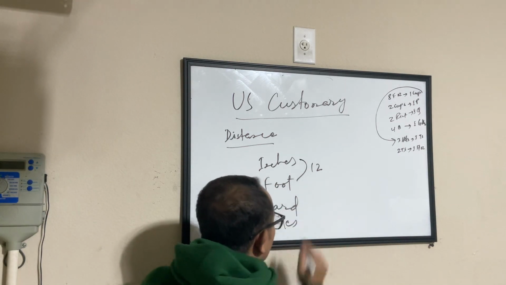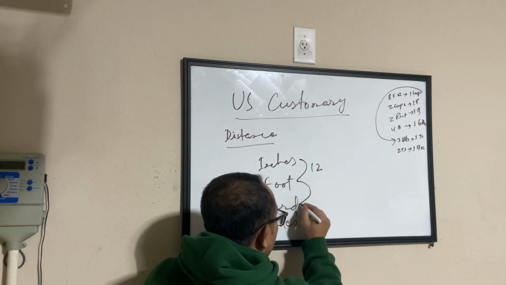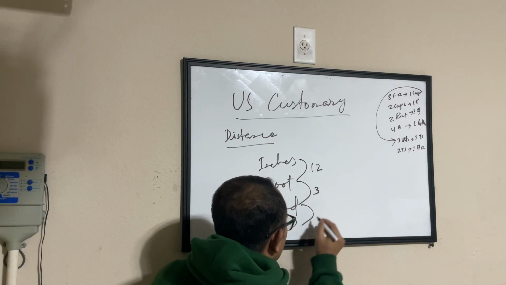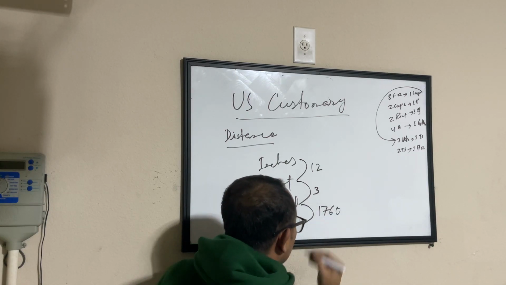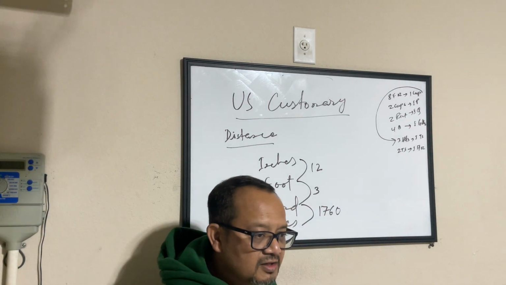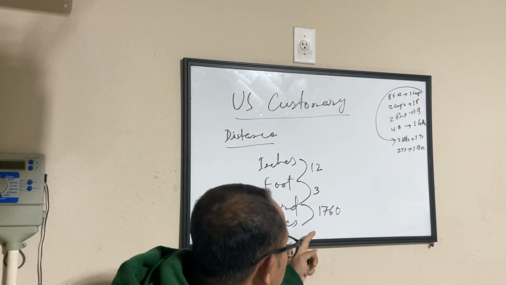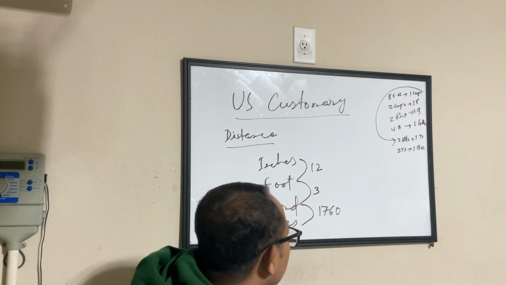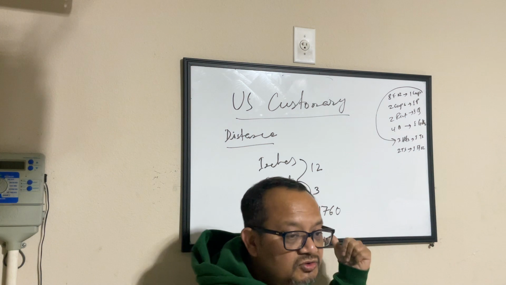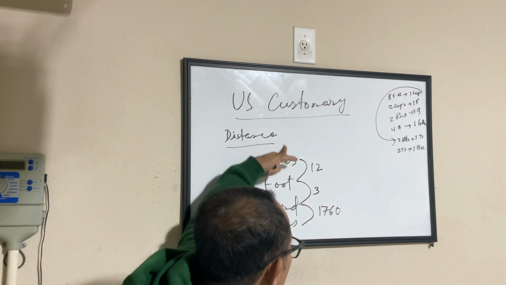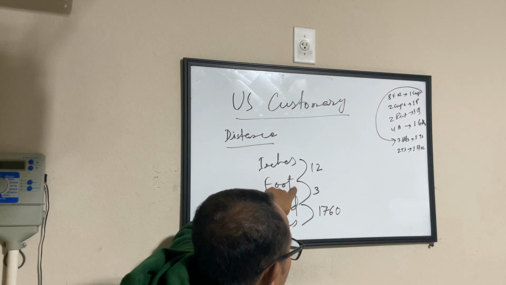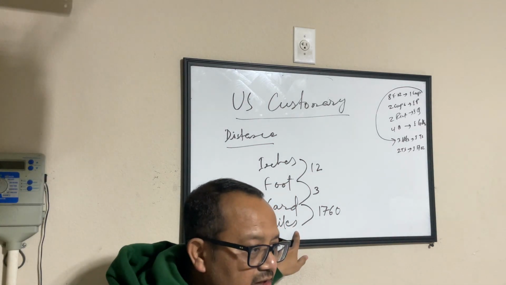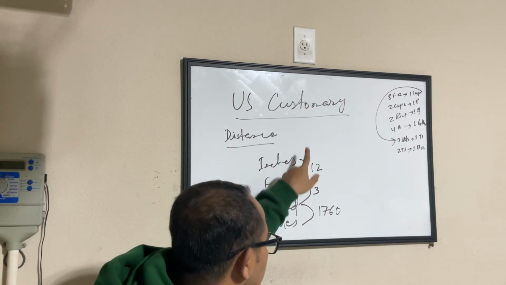12 inches make 1 foot, 3 feet make 1 yard, and I think 1760 yards make a mile. So this is the conversion. This is where the US customary system is a little different, a little more cumbersome. You have to know this conversion: how many inches make a foot, how many feet make a yard, and how many yards make a mile. That part you have to remember.